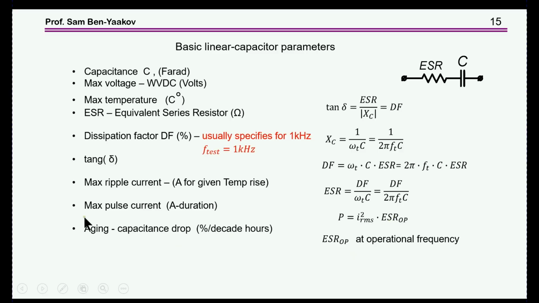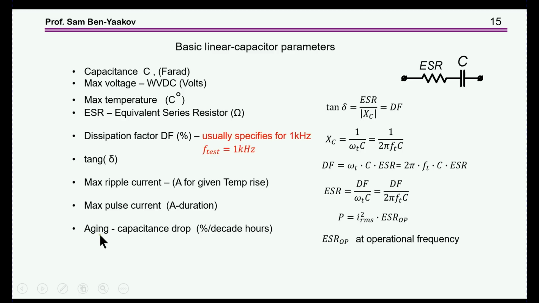There are two more things that I'd like to mention. One is the maximum ripple current, which is defined. This is especially related to temperature rise. That is, if you could have cooled the capacitor, the current could be higher, but there is a limit to the dissipation.